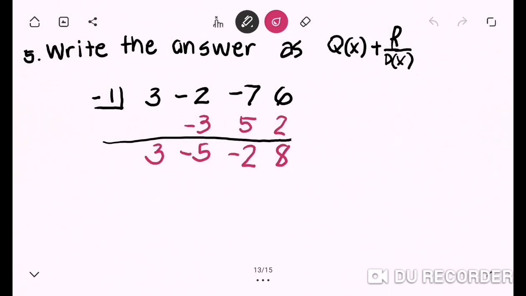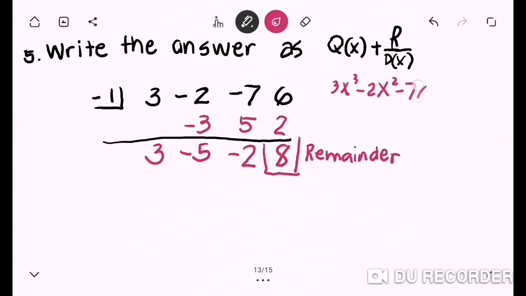But, we are asked again to write the answer as q of x plus remainder over the divisor. So, in this case, ang ating last entry, tandaan classmate, ito yung ating remainder. And then, kung babalikan natin yung ating example, ang ating dividend ay 3x cubed minus 2x squared minus 7x plus 6 divided by x plus 1.